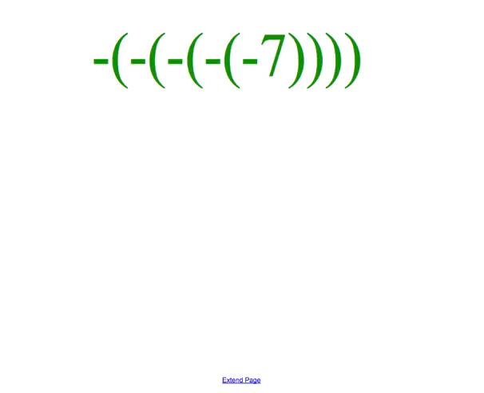Brittany, what does this simplify to? -7. Why? There's an odd number of negative signs. That means you're going to have a negative result, and then you just have the number.